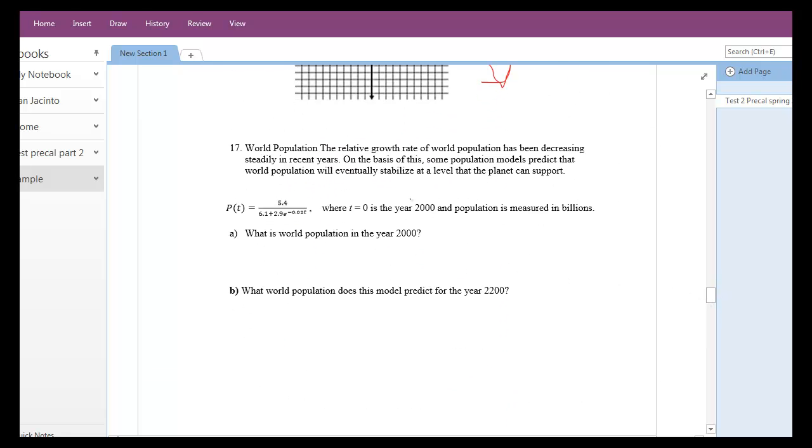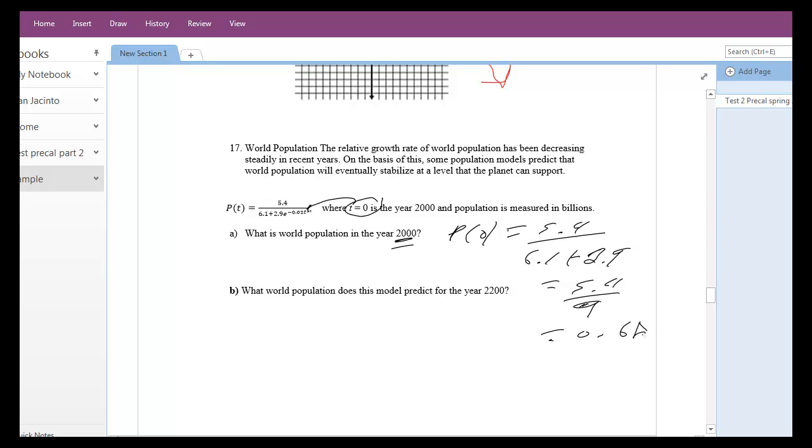A lot of people freaked out over word problems. Why? No big deal. This guy's telling you t equals 0. So what are you going to stick right there? A 0. Then that simply becomes p of 0, because at the year 2000, that's when your time starts. The time is 0. 5.4 over 6.1 plus 2.9 to the 1 times 1, because e to the 0 is 1. So that becomes 5.4 over 9, right? Ooh, that turned out to be pretty. That turned out to be 0.6.